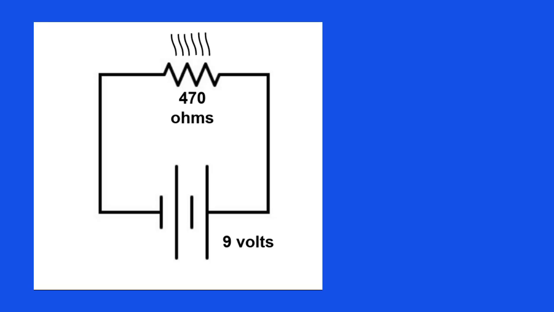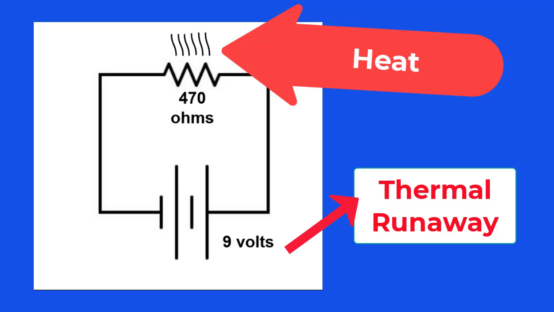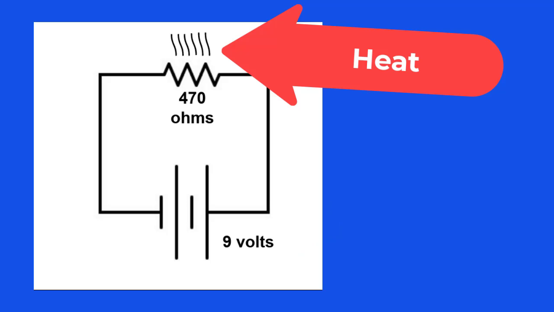If there is more heat being generated than the component can dissipate, the component gets hotter and hotter and goes into what we call thermal runaway. With thermal runaway, the component finally becomes too hot and self-destructs by burning up or possibly opening the circuit.